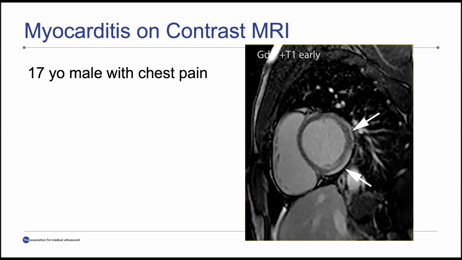Here's a scan from a 17-year-old male who presented with chest pain. And this is a contrast MRI. The bright areas that we see are contrast material, gadolinium, and you can see here the arrows point to this peripheral rim of bright signal, and that is abnormal enhancement of the wall of the heart from inflammation. The normal myocardium is dark. That's the dark ring here that we see. That's the normal myocardium, and the bright area around the periphery is the abnormal enhancement related to inflammation.